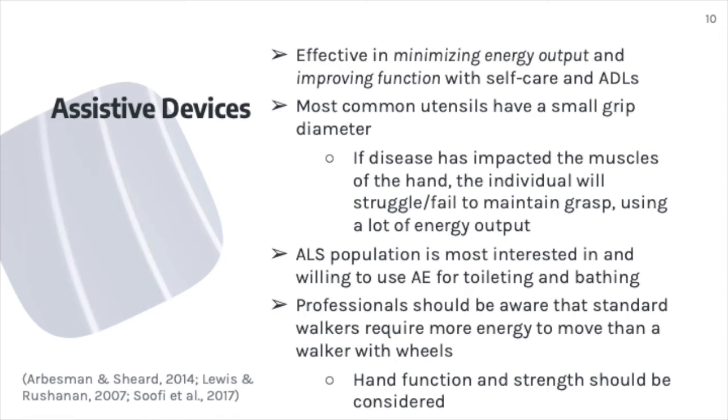Most common utensils used for cooking and self-care have a small grip diameter, meaning those with ALS may have a difficult time holding on to the tools if their hands have been targeted by the disease. This would then require more energy output to be used. Here, introducing adaptive equipment may be beneficial.